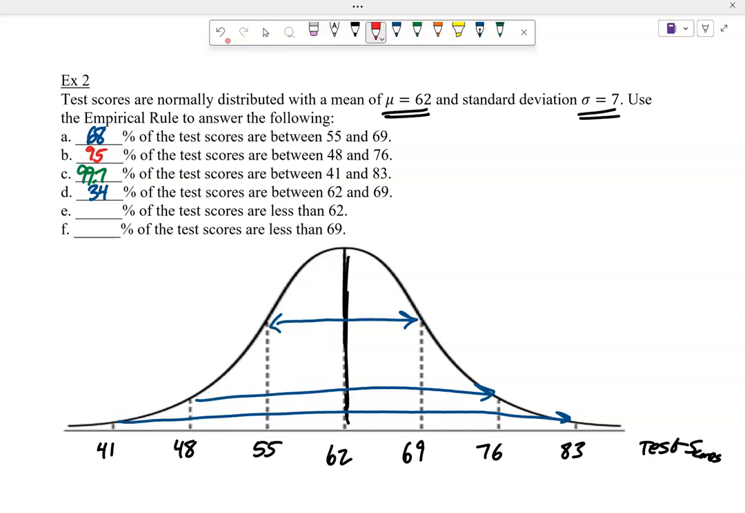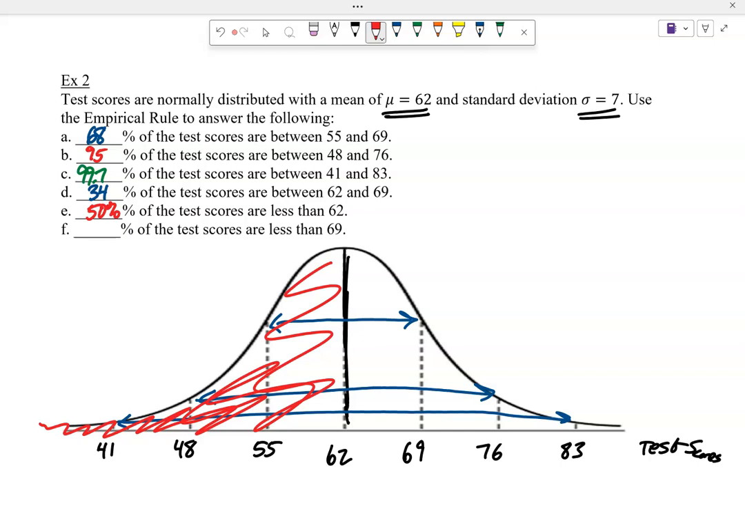Now that keeps going all the way. Whoops. It goes all the way down, right? Remember, there's 100% of the data under the curve. 62 is right in the middle. So half of 100%? 50%. Right? It goes clear down, even below 41. There's hardly anyone down there below 41, but there are some.